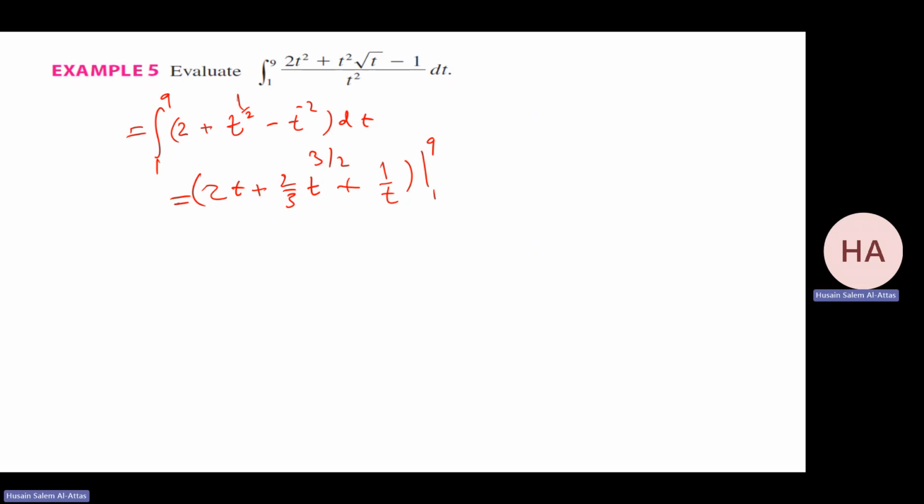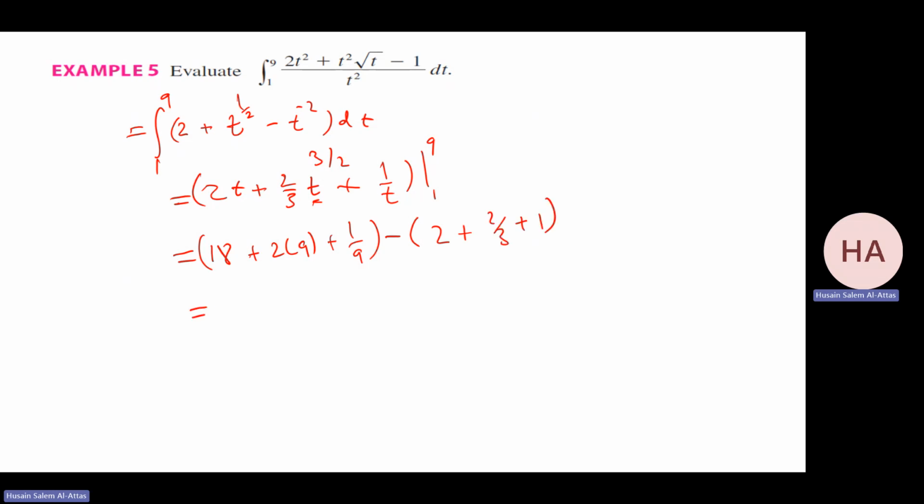Okay, substitute. What will you get? 18. Here, square root of 9 is 3. 3 cubed, 27 over 3, that will be 9. Plus 2 times 9 also. Plus 1 over 9, minus 2 over 3 plus 1.